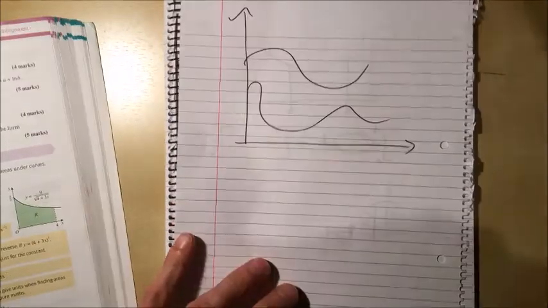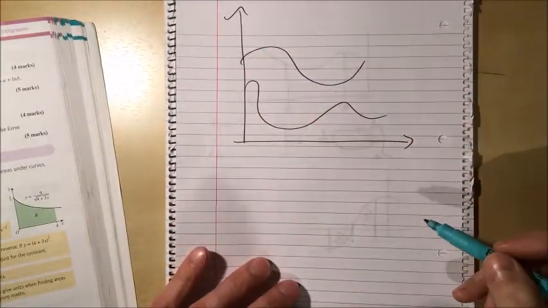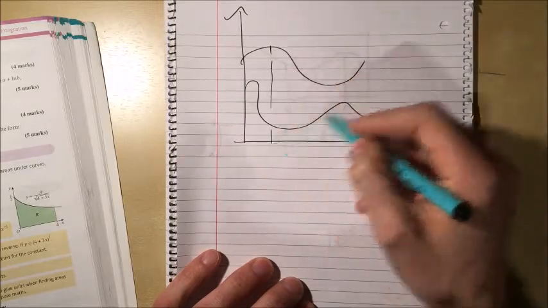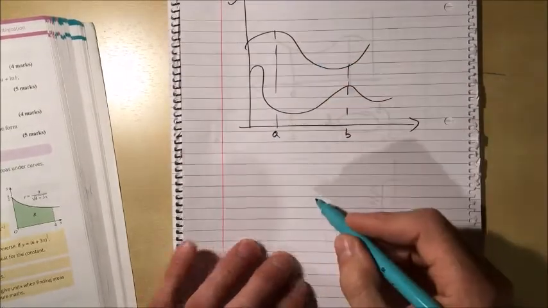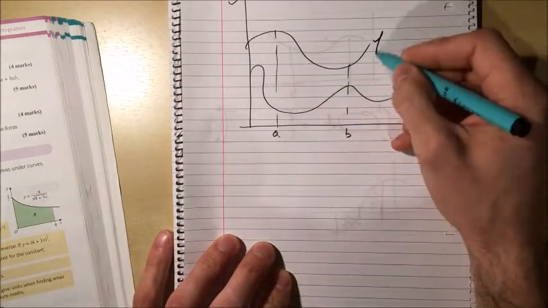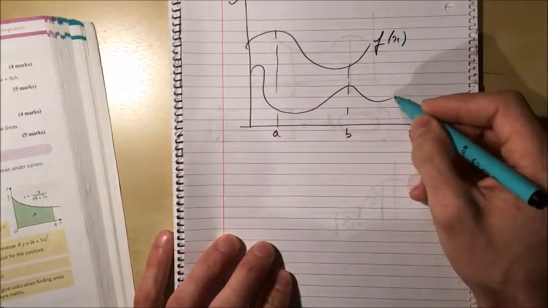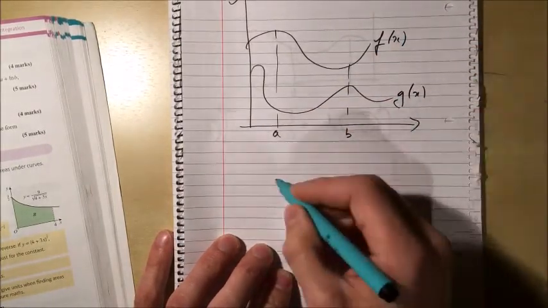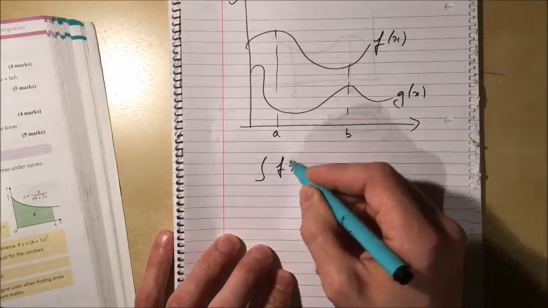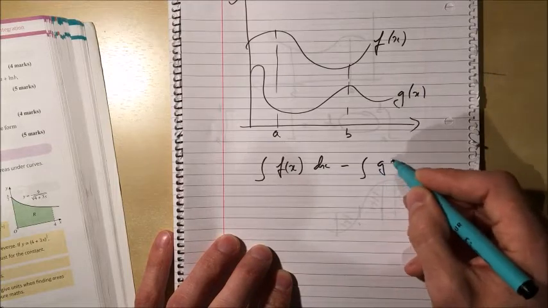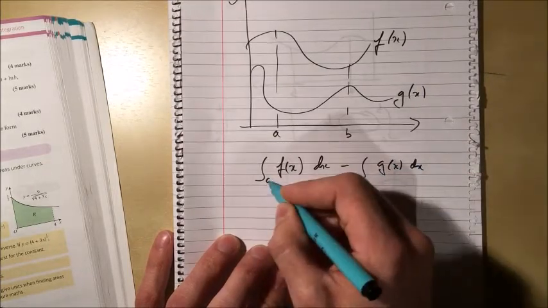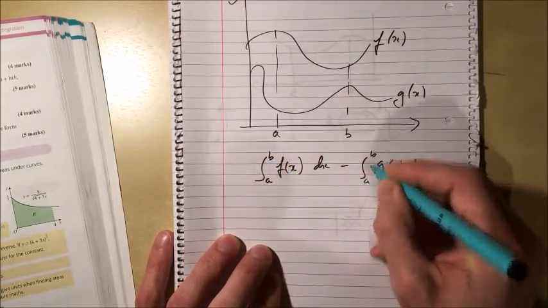And secondly, if we've got a curve and another curve and we want to find the area between them, between a and b, well, what we could do, let's say this is f of x. I'll make sure my notation is the same way around as in the book. Then I can integrate f of x with respect to x, and I could take away the integral of g of x with respect to x, from a to b.